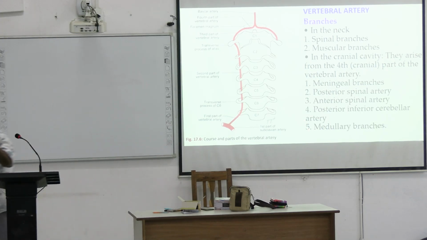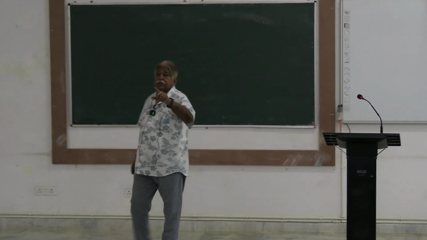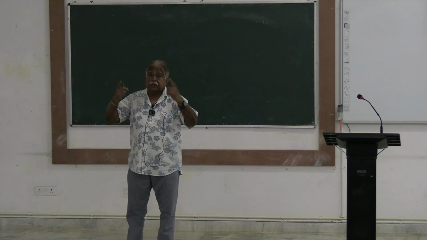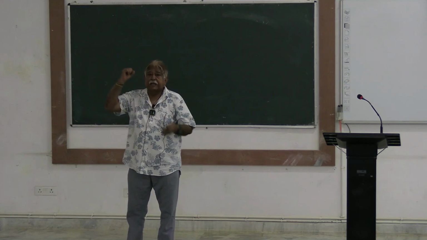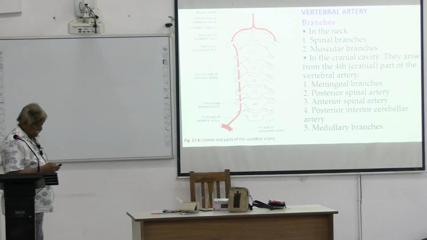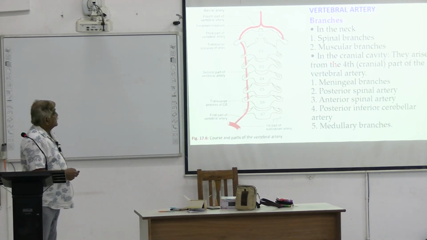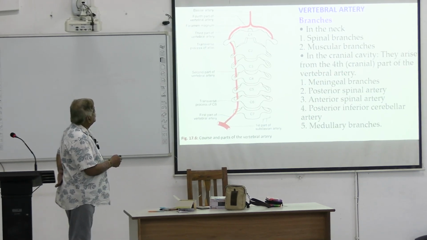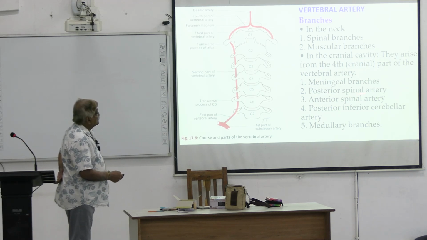Now, all this, pons, medulla, even when I taught you the cervical vertebra, I told you about homicide or suicide by hanging. I told you the homicide, suicide. Now see all the branches in the cranial cavity. They arise from the fourth part of the vertebral artery. This is the fourth part. See, foramen magnum, basilar artery. Now the meningeal branches, the posterior spinal artery, anterior spinal artery, posterior inferior cerebellar artery, medullary branches.